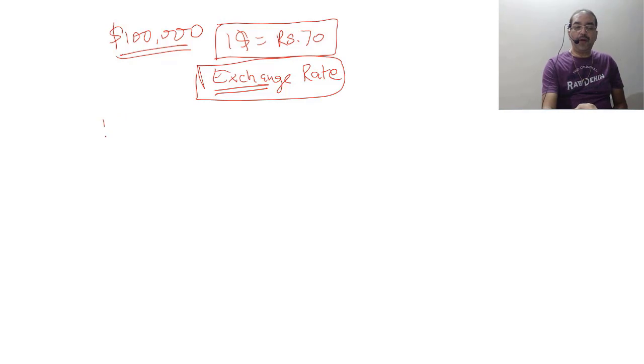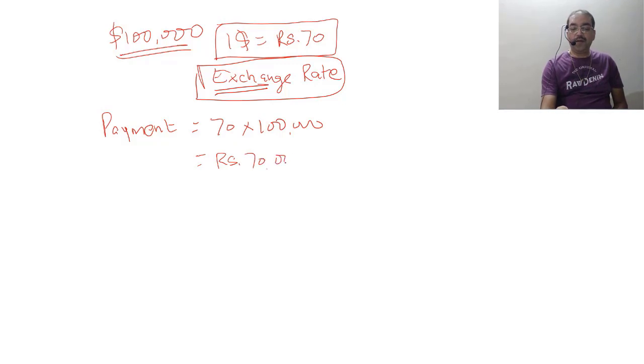So how much do I have to pay now? If I have to purchase $1 lakh, I have to make payment of 70 into 1 lakh. $1 is equal to 70 rupees, so for $1 lakh, cross multiply, that will be 70 lakhs. So 70 lakh rupees I have to exchange for purchasing $1 lakh. That is how the concept of foreign exchange comes: foreign currency is exchanged for home currency.